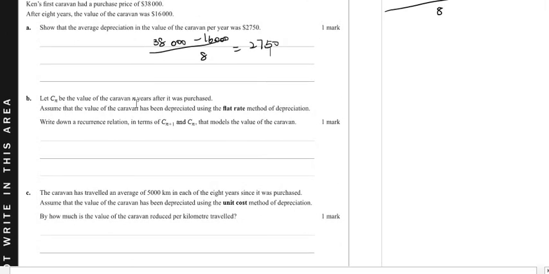Part B, let Cn be the value of the caravan n years after it was purchased. Assume the value of the caravan has been depreciated using the flat rate method of depreciation. Write down a recurrence relation in terms of Cn plus 1 and Cn that models the value of the caravan. So now note that it says flat rate and it's in bold over here. So that's telling us it is simple interest.